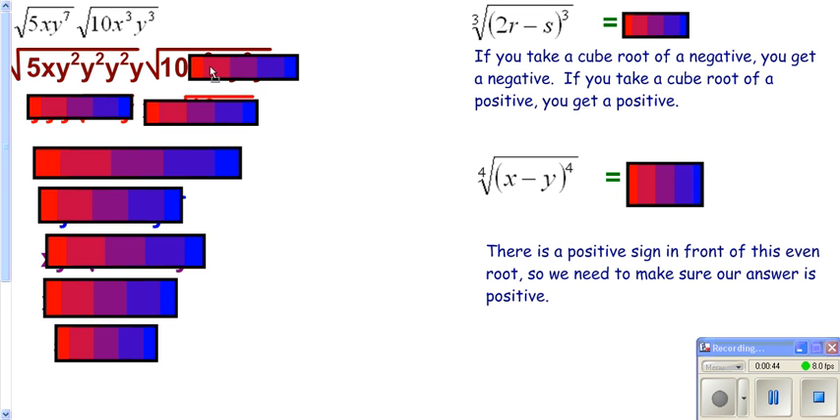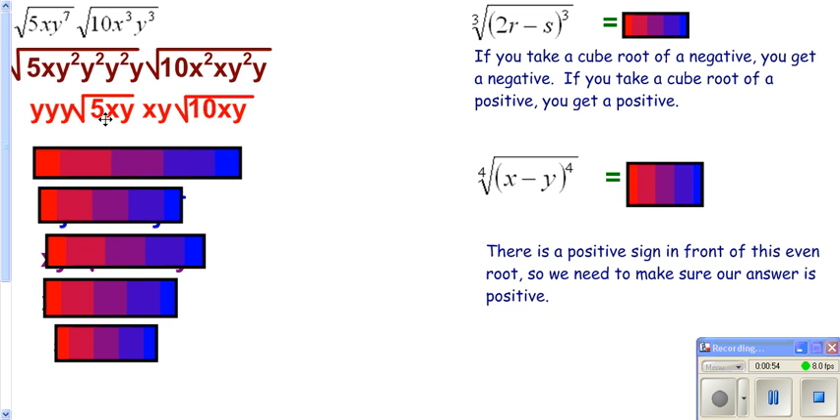10 doesn't do anything, but my x cubed is an x squared times an x. Y cubed is a y squared times a y. Now, your square root, once again, undoes all your squarings. So your squared stuff comes in front. Your 5, your x, and your y to the first stay here. Your 10, your x, and your y stay here, where your x squared and your y squared go in front to give you x and y.